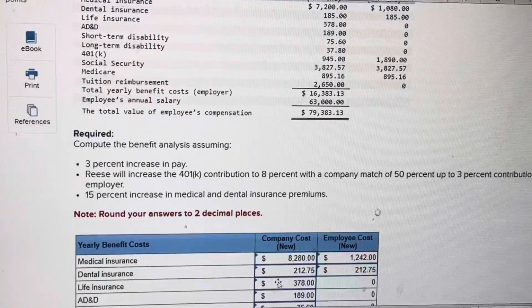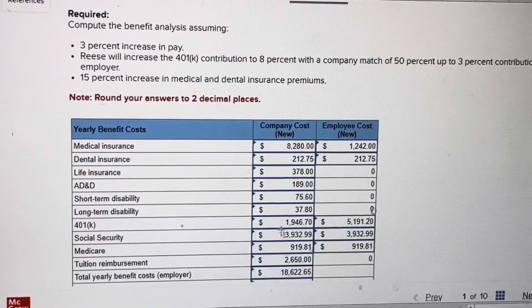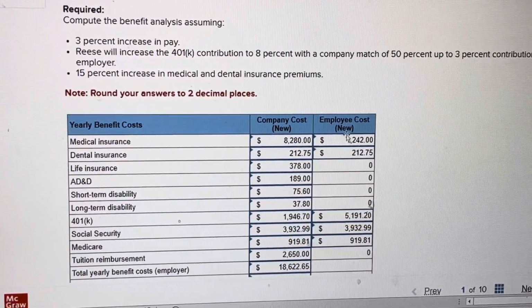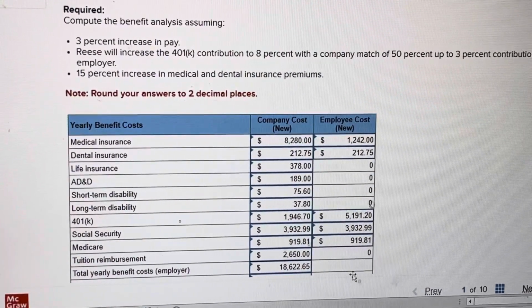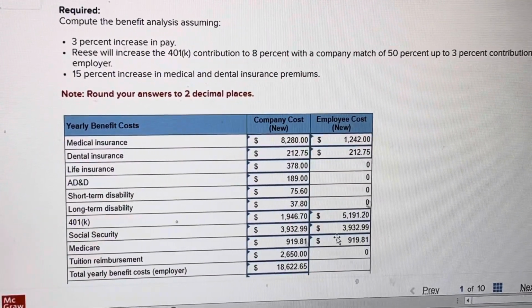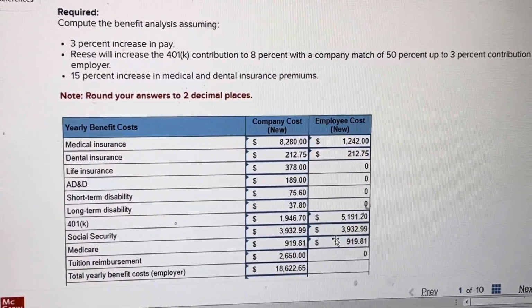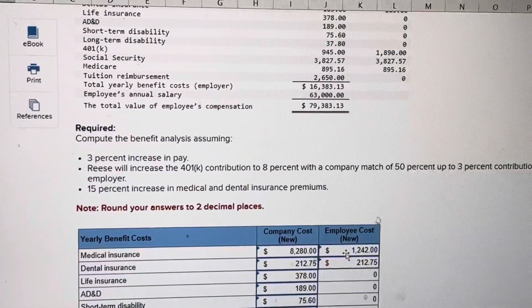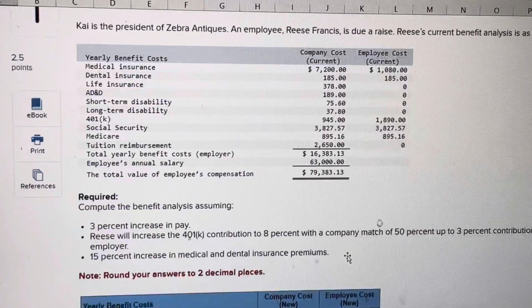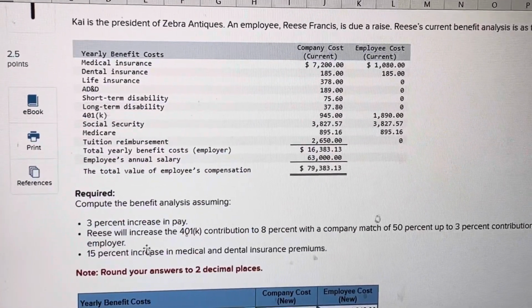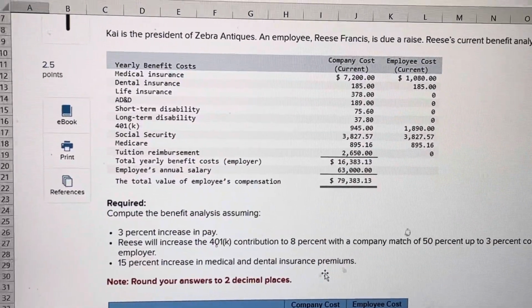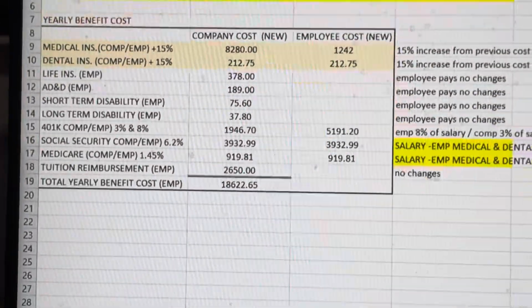So this is the answer. I got everything correctly. This is the company cost, and this is the new cost for the employee. So what I'm gonna do is show you how to get those answers. For medical benefit, it says here that the medical and dental had increased 15%. So I have this calculation here.